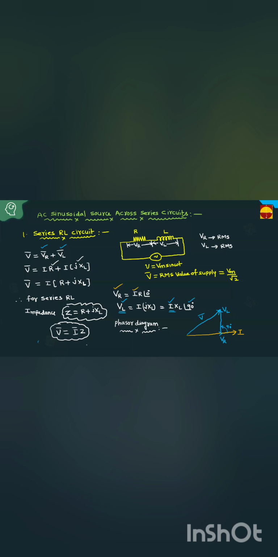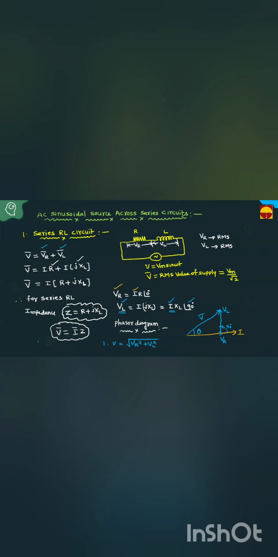This is V, VR plus VL, equal to... Let this angle be theta. Now what is V? One observation: V equals square root of VR square plus VL square. According to the parallelogram law, VR square plus VL square plus 2 VR VL cos of the angle between VR and VL.